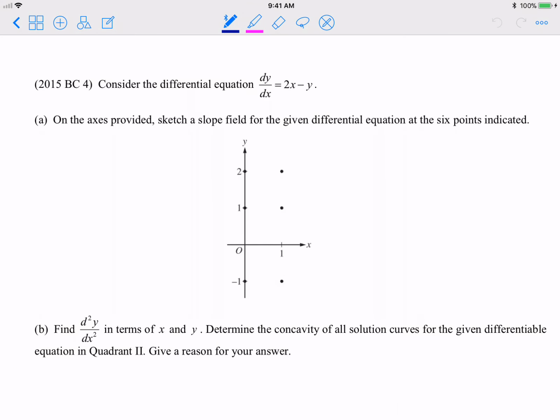Okay, next problem we want to work is 2015 BC number 4. They give you a differential equation, 2x minus y.